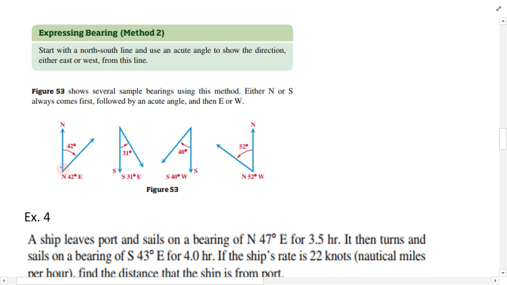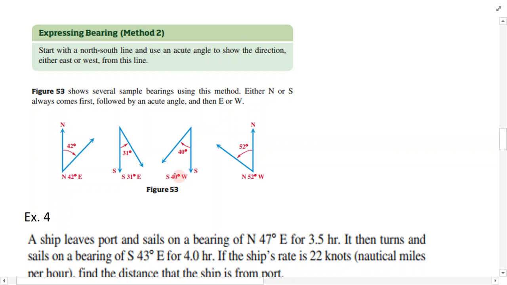Now what that means is we're going to be based on a north line, and we're going to rotate off of that northern line 42 degrees towards the east. That's where the north 42 degrees east comes in. Contrast that with here, I have south 31 degrees east. So if I have a direction pointing to the south, and I rotate 31 degrees towards the east, then I rotate towards the right.